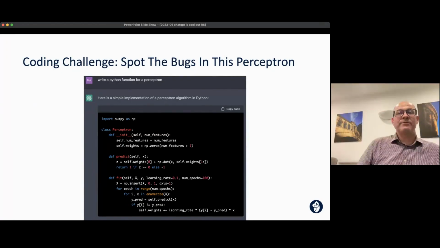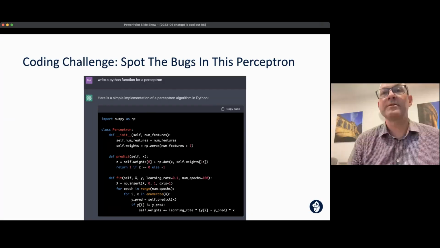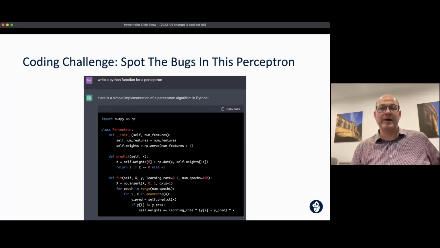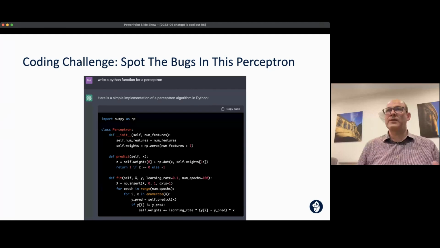Here are some examples of how it can be quite difficult to spot the errors in code. Now, I used to be a software developer. Nobody would pay me to write code these days. It's been a while. I had ChatGPT-4 write me a Python function for a perceptron. A perceptron is one of the building blocks of neural networks. Essentially, you're training a recognizer with this. And so there's a fit function and there's a predict function.